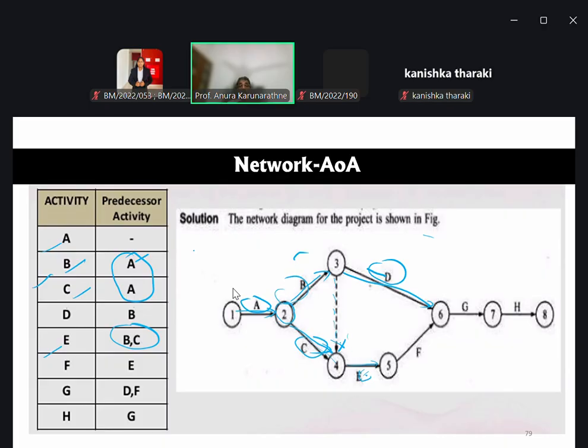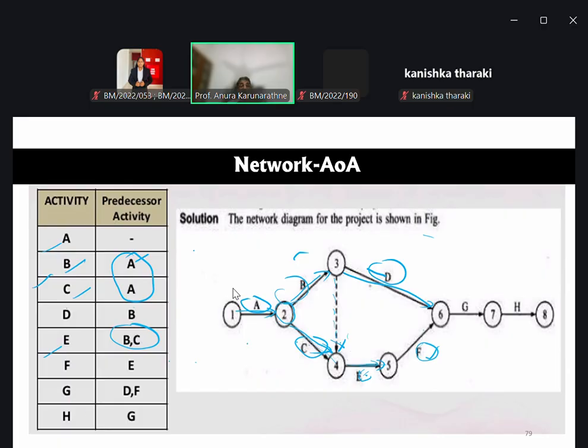With the dummy, you can combine A and B. Otherwise, A and B and C, right? B and C, right? Here. Next one is here F, after completing E. Now we already completed E. Now we can go for the F, right?